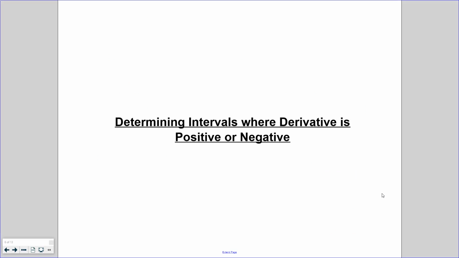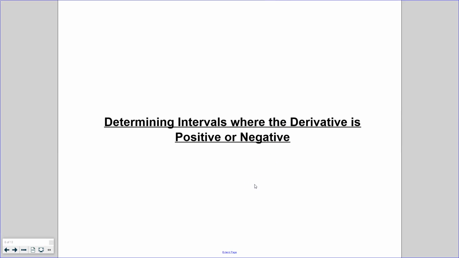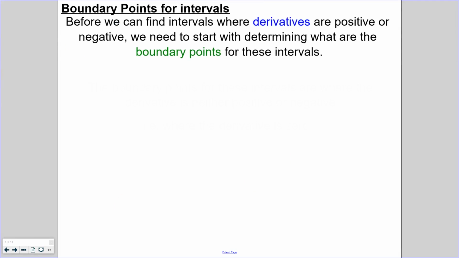Alright, so from here we can now talk about determining the intervals where the derivative is positive or negative. Determine the intervals where the derivative is positive or negative. Alright, so diving in, first off we need to talk about the boundary points for these intervals. So before we can find the intervals where the derivatives are positive or negative, we're going to need to start with determining what are the boundary points of these intervals. Or more specifically, where does the derivative change from being positive to negative?